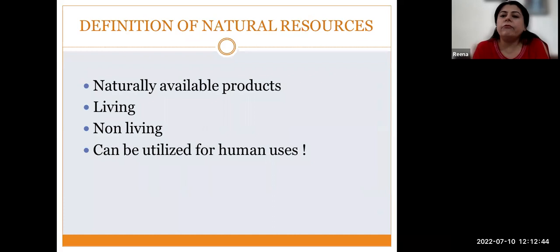So as per definition, what is natural resource? As the term indicates, it is regarding the naturally available products. So it can be living products, that is biotic products, or non-living abiotic. So living biotic products will include forest reserves, it will include your biota, it will include flora, fauna, endangered species, habitats, and non-living, of course, will include your atmosphere, water, groundwater, soil. So they can be utilized for human uses. So whatever resource is naturally available, it can be living, it can be non-living, and can be utilized for human use, is defined as natural resource.